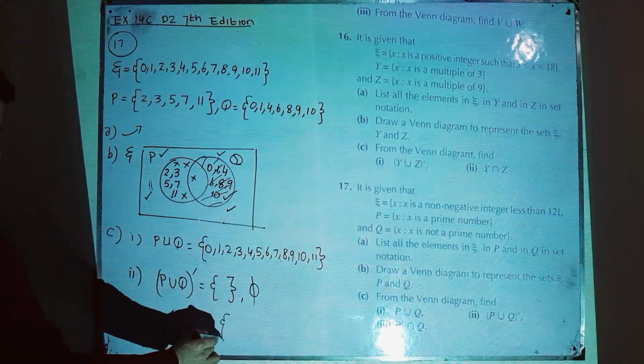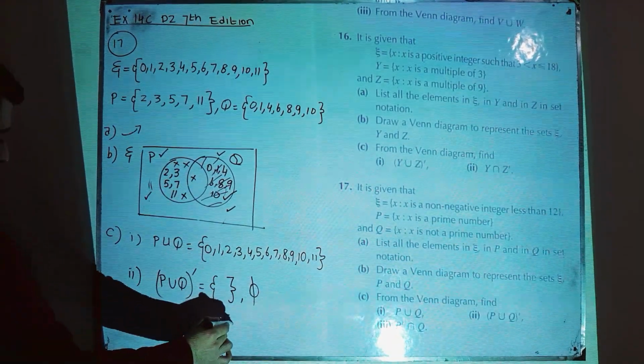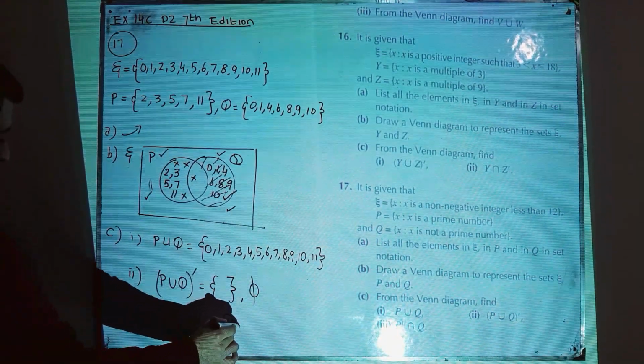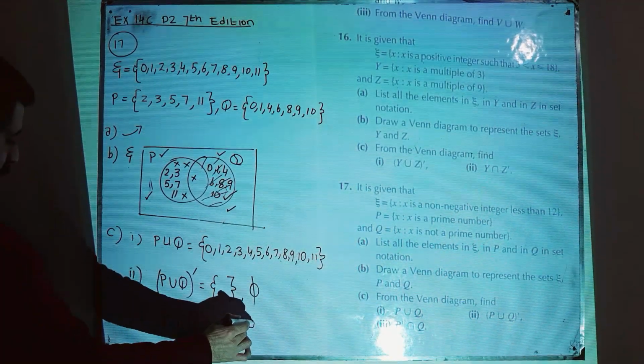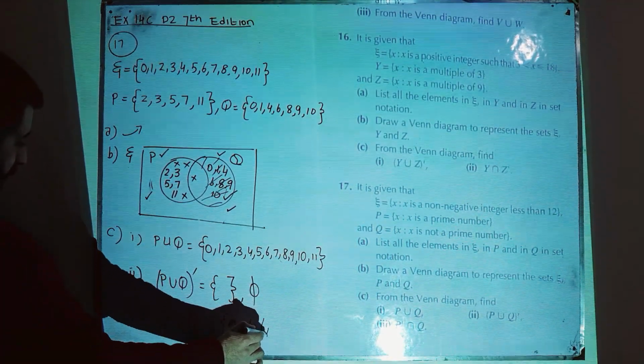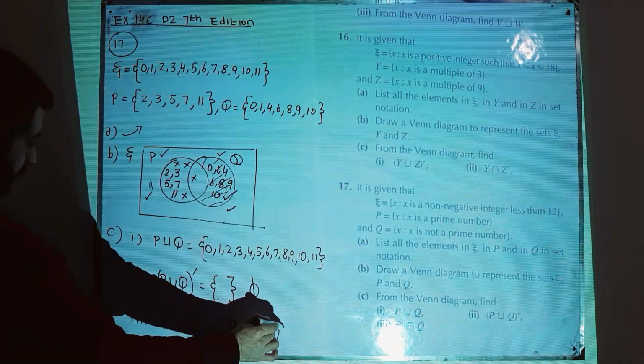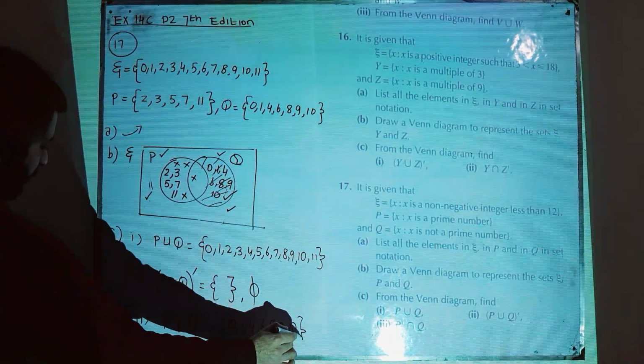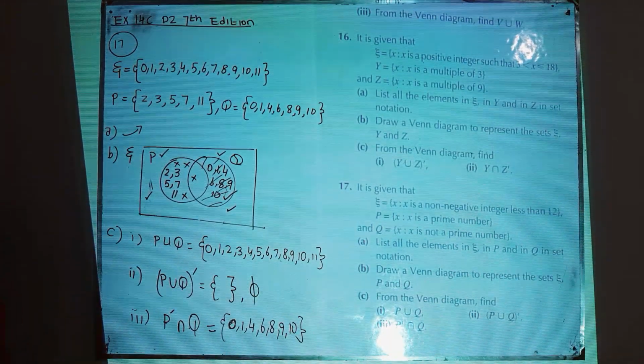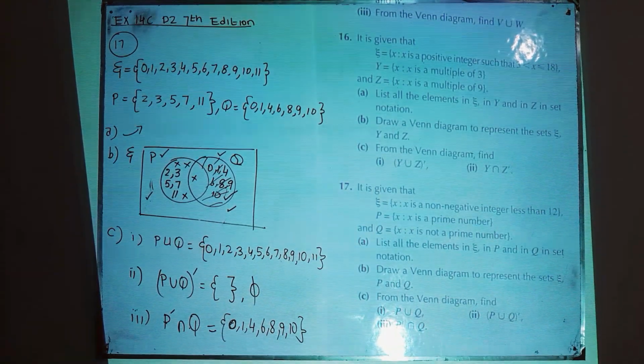So the answer for this one will be all the elements in this part, that is 0, 1, 4, 6, 8, 9 and 10. So this is the solution up to question number 17.